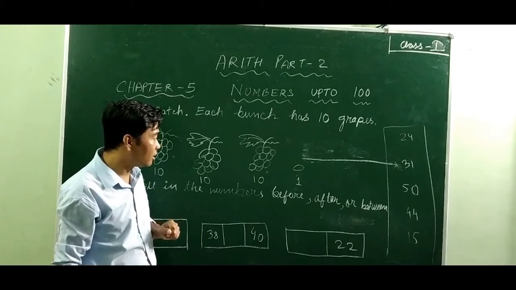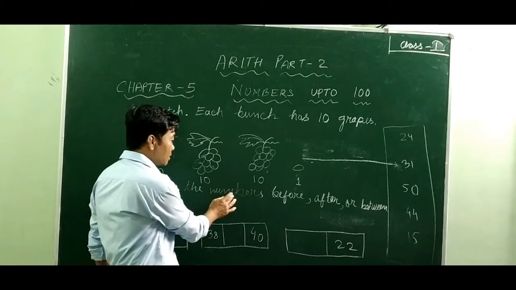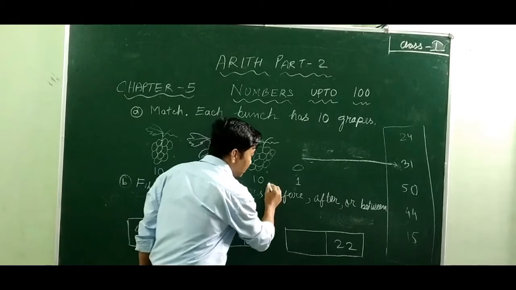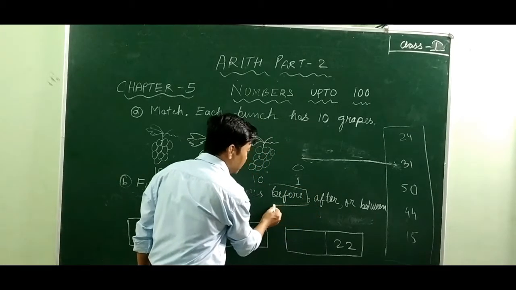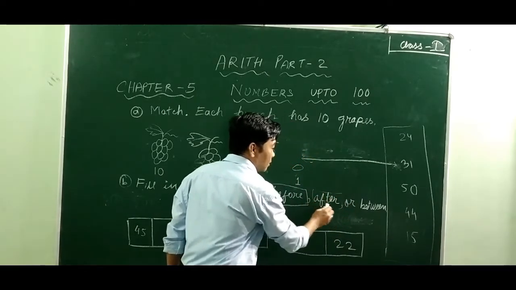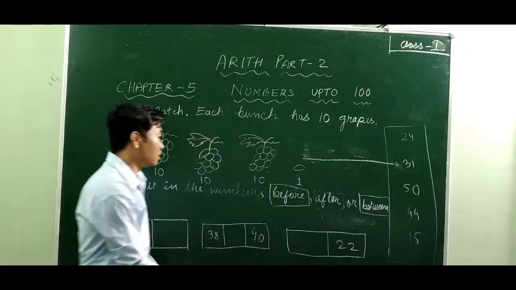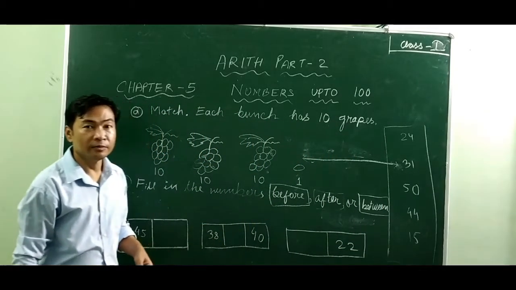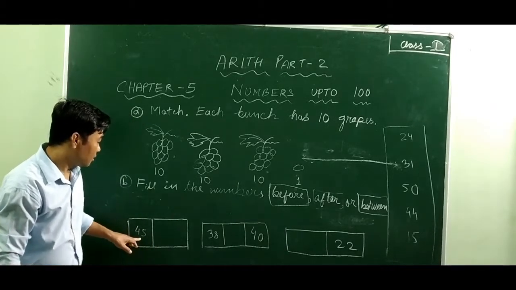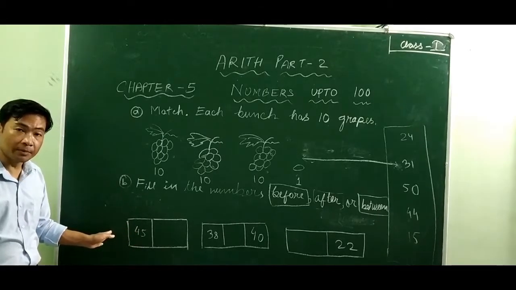So how are we going to fill them? By following these rules. What are the rules here? Fill in the numbers before, after or between. We have to remember these three words: before, after and between. So what is the meaning of these words? Let's start with before. Before means what? 45. Okay. Before means, before reaching this 45, what number is there here?